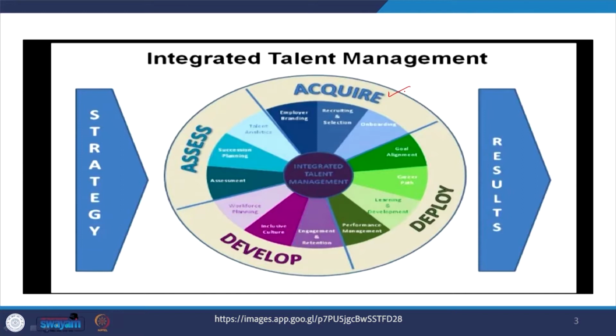Then in the acquisition, basically it is recruiting and selection, and then they put the employees on board, and onboarding is very important. Why has this word been used? Onboarding means now they are ready to take off. Once you are boarded, then you are supposed to take off. Take off means excellent performance in the organization, so it is very important how the onboarding is done.